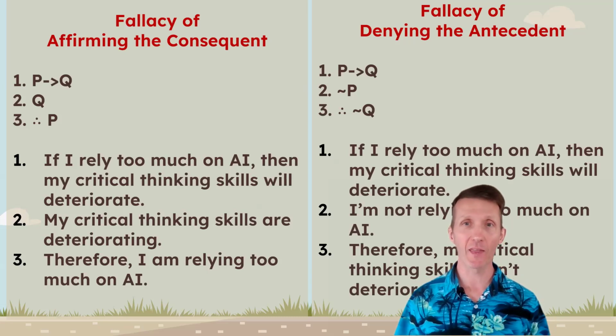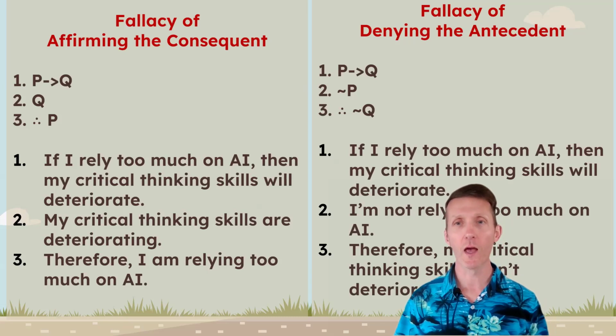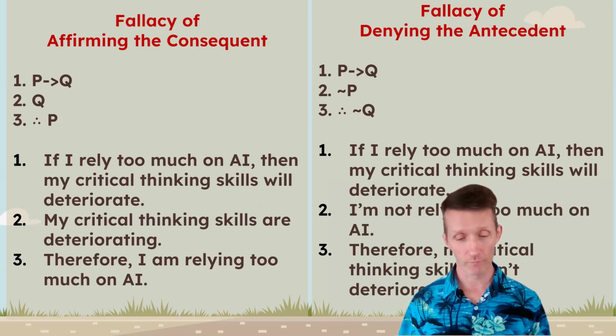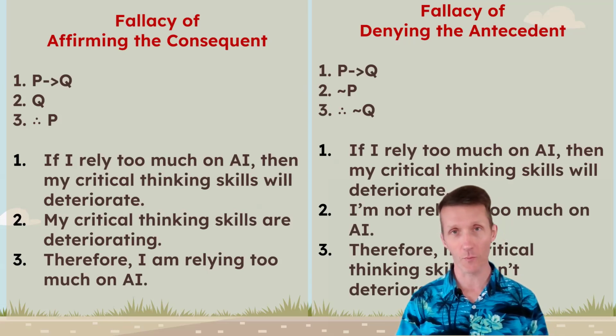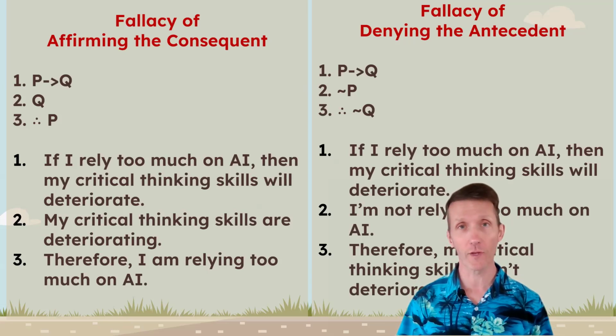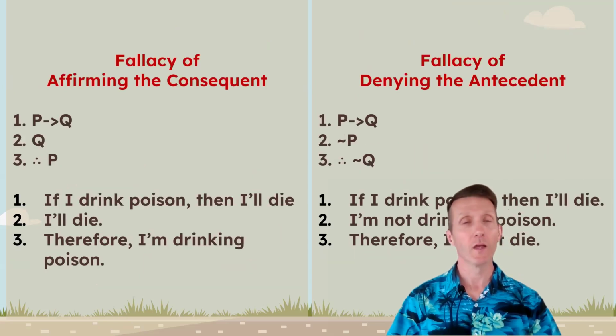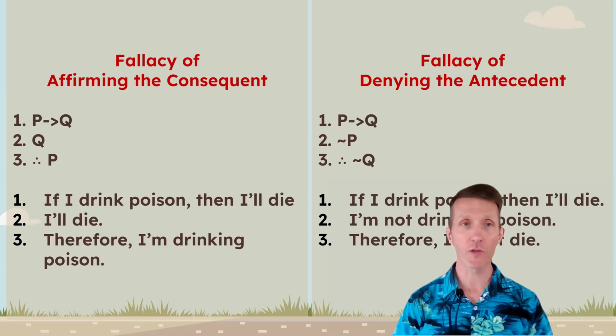And the other fallacy, denying the antecedent. So if I rely too much on AI, then my critical thinking skills will deteriorate. I'm not relying too much on AI, therefore my critical thinking skills will not deteriorate. Of course, they could deteriorate for some other reason. Just because you avoid AI doesn't mean you remain sharp and have excellent critical thinking skills. So that doesn't work.